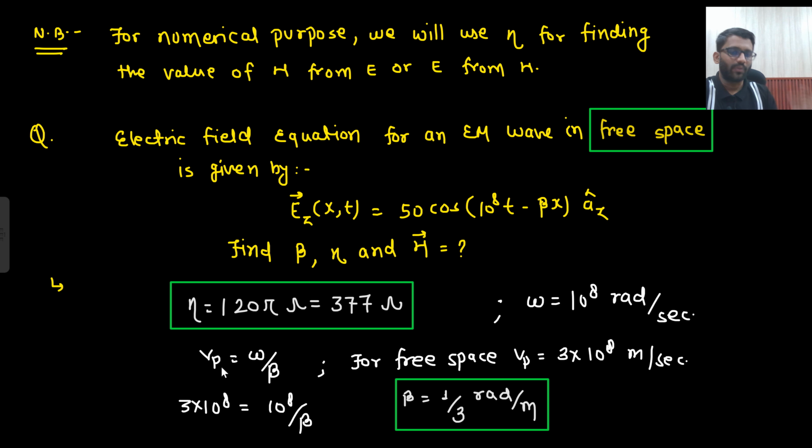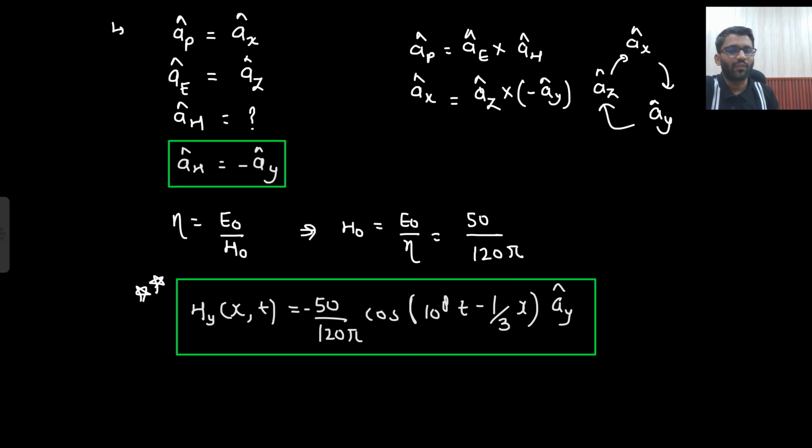Then we solved a numerical. Eta we know, Vp equals omega by beta we know, Vp is constant, omega is given. So the beta value I find out, then I need to find H. First we show the direction, and based on that we wrote down the value, and using the value of eta we wrote down the magnitude of H naught, right?